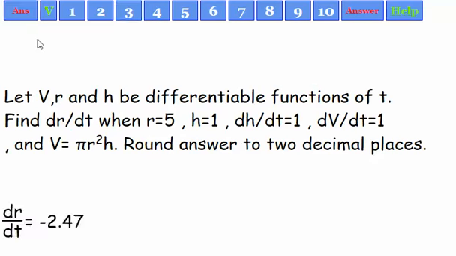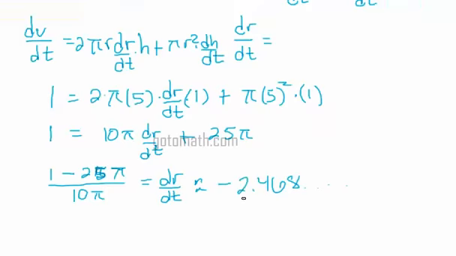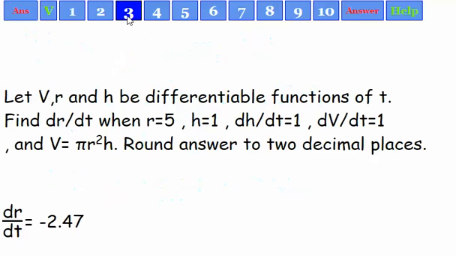Let's go ahead and hit answer. We got dr over dt is equal to negative 2.47. Negative 2.46. Yeah, okay, so there you go. Sorry, that's kind of sloppy there, but all right. And that's it. So you'll want to click on that button right there.